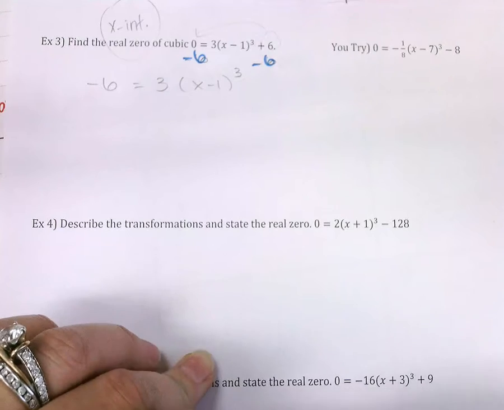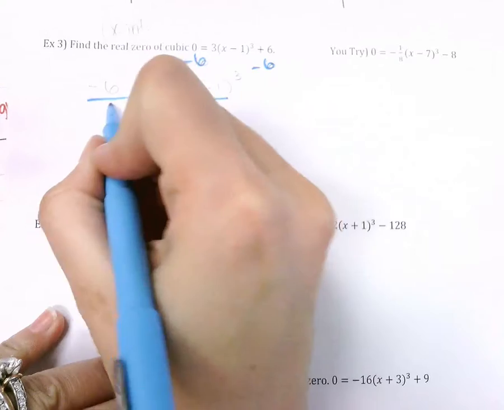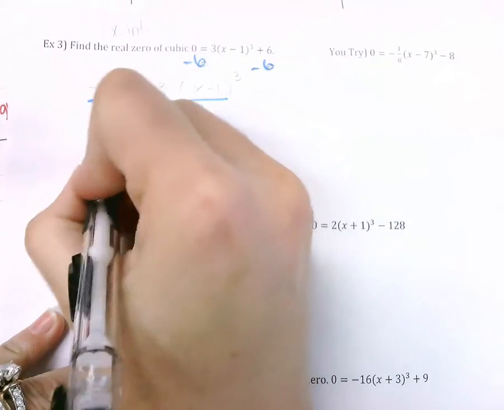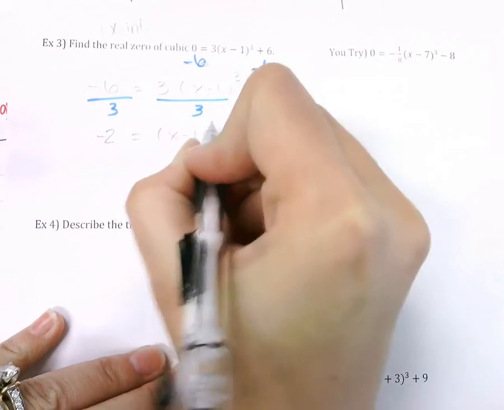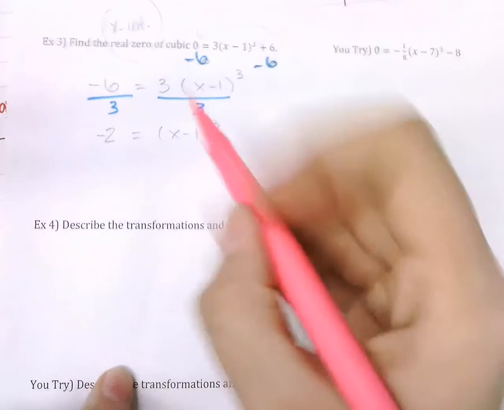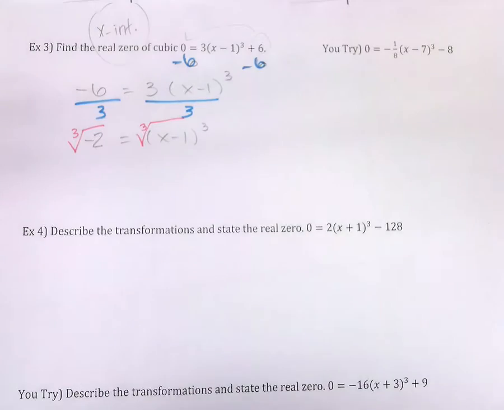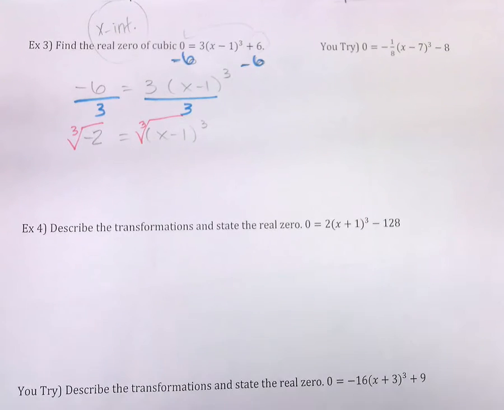Then you're going to divide by 3. Now here's the thing that I told you not to do, because if you do this, sometimes you don't find the imaginary solutions, but in this scenario, we don't care about the imaginary solutions. So what we're going to do to get rid of the cube is cube root both sides. You are only doing this when you're only interested in finding real solutions. If you're interested in finding imaginary solutions, you don't want to do this.